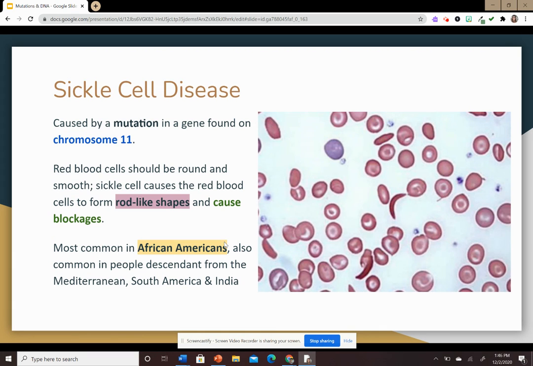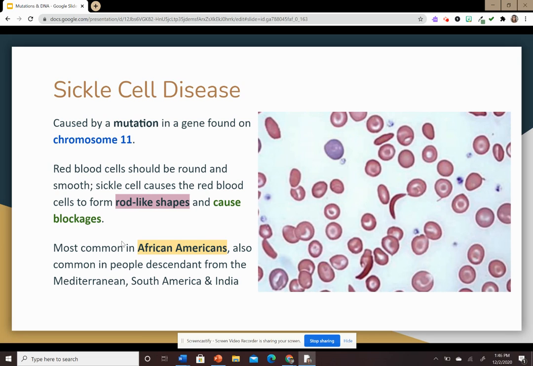The next one is sickle cell disease. So this is a mutation in a gene found on chromosome 11. Most of the time, your red blood cells should look like this, right? They're round. It kind of looks like somebody put their thumb right in the middle of it. It's like this weird disc shape. But with sickle cell disease, they look like rods or little half moons. So this is what happens with sickle cell. This becomes a problem because these can't flow like these cells can, and so they end up causing blockages, and it can lead to anemia and all sorts of health problems.